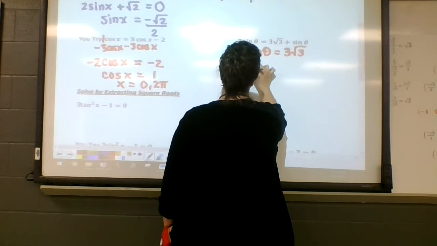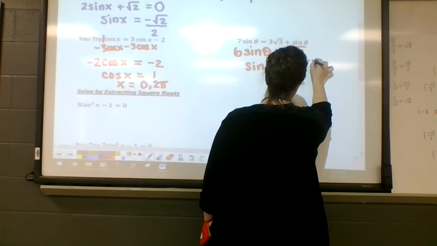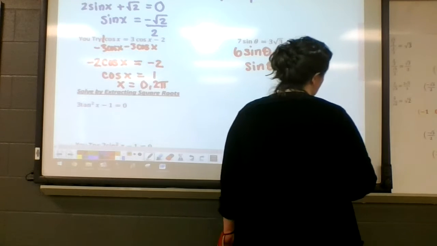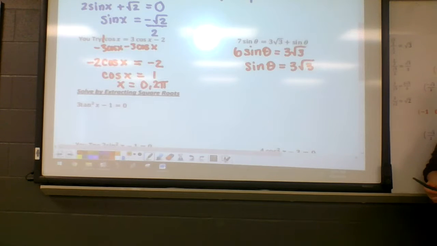So this is just straight up solving for x, except with that little bit of extra stuff. You're solving an equation, and these happen to be trig equations.